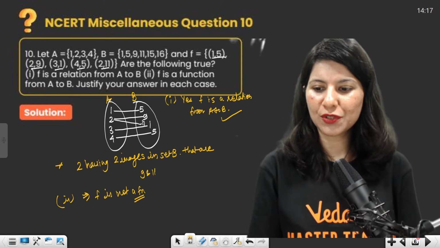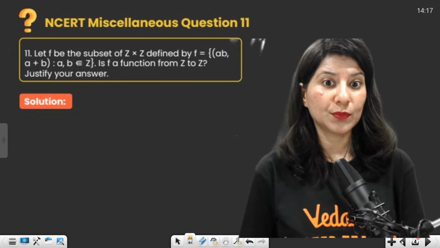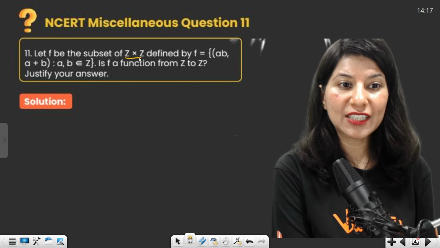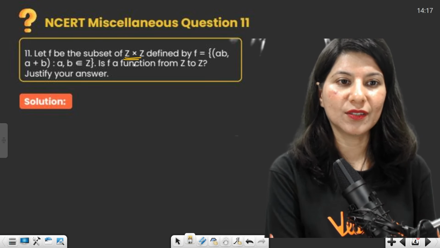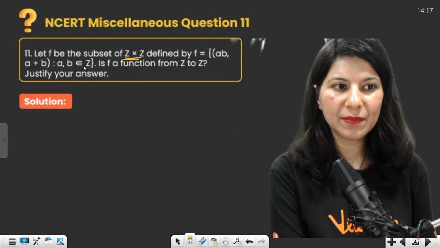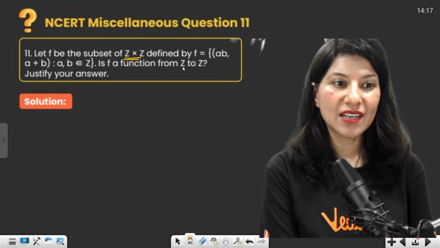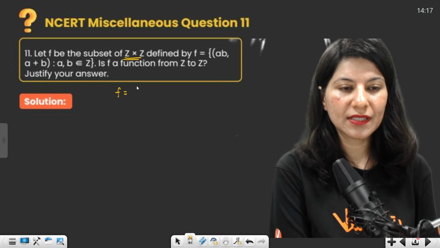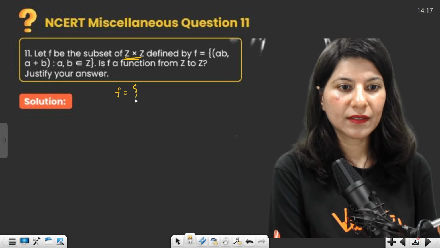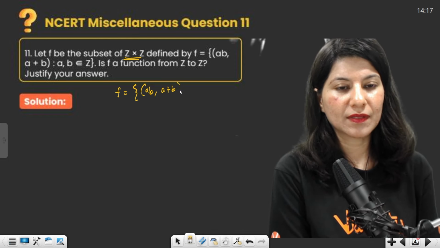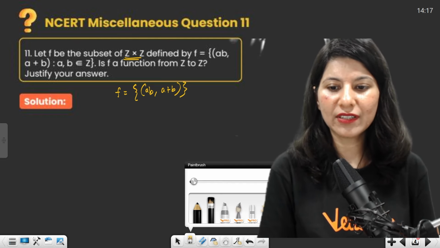Okay, 10th question, done. Now, 11th question. F be the subset of Z cross Z, defined by (a, b) to (a plus b)... a, b both belong to integers. F will have ordered pairs like (ab, a plus b). Right? This F will be having these ordered pairs.